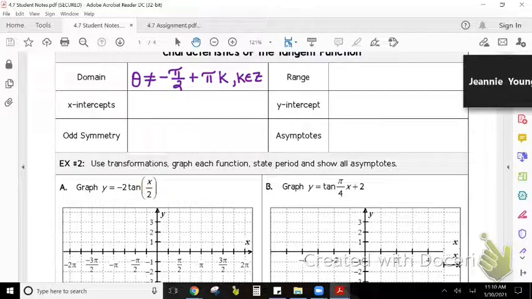All right, what's my range? Does my graph keep going up? Yes. Keep going down? Yes. Negative infinity and positive infinity? So yes, it's negative infinity to positive infinity.